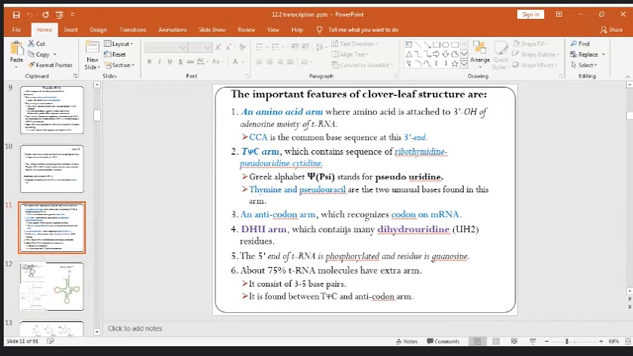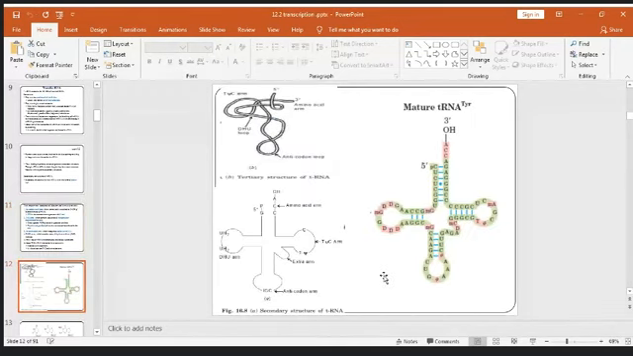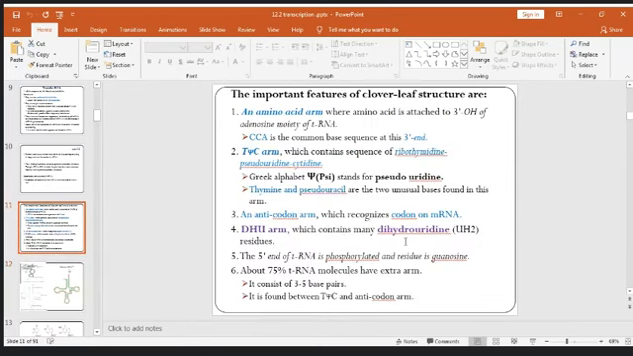The other one is the dihydrouridine arm. We said that dihydrouridine is one of the uncommon bases, as you can see here on the left side. This arm contains a lot of hydrouridine, one of the uncommon bases in the RNA sequence, so it is called the DHU arm, or the hydrouridine arm.